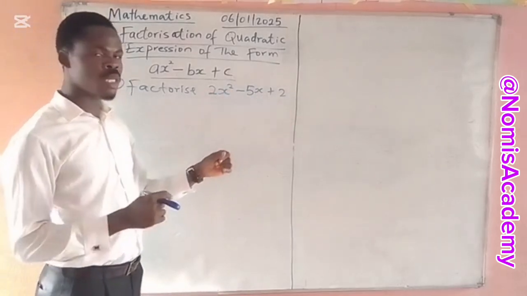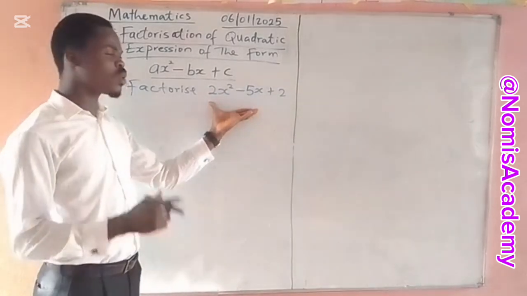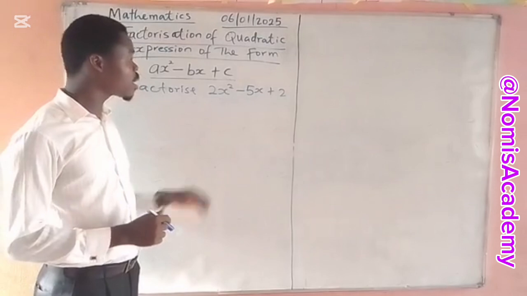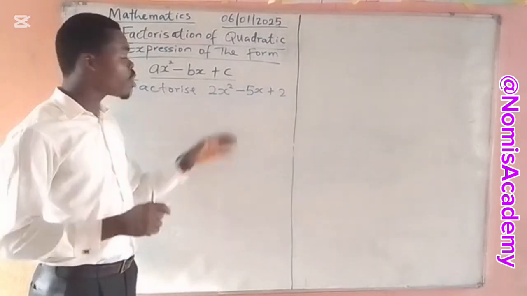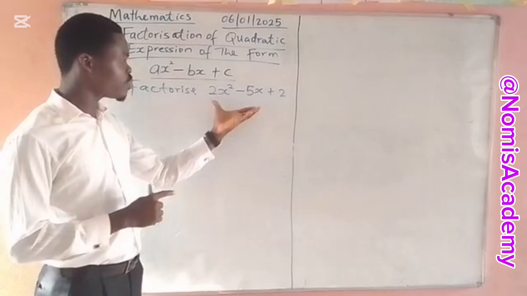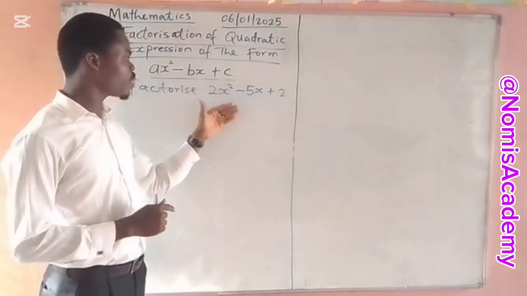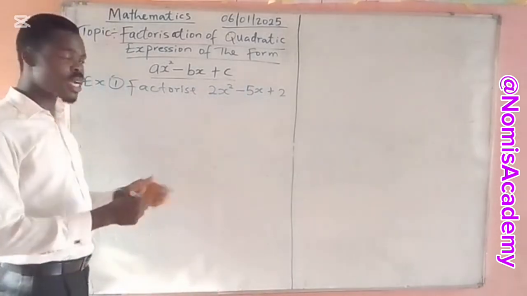Before I proceed, why do we call this a quadratic expression? It is a quadratic expression because the highest power of the unknown variable, which is x, is 2. And that's the reason why we call it a quadratic expression. Now let's go further to learn how to factorize it.